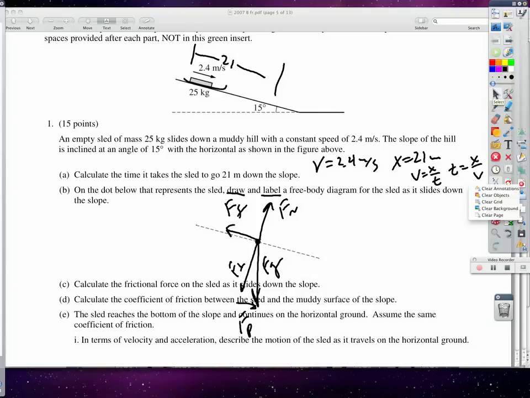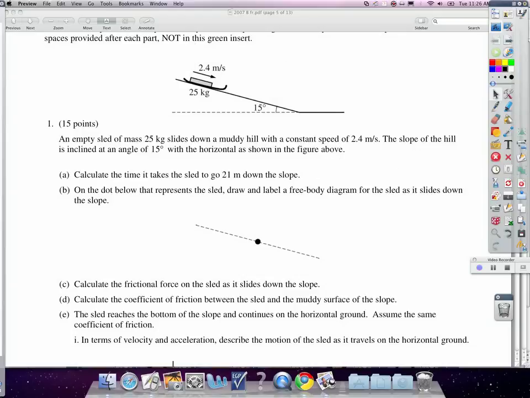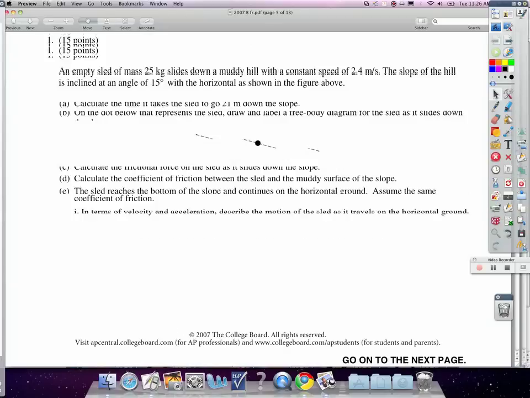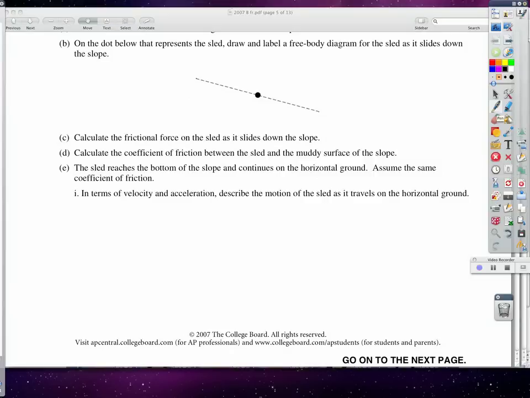Okay, so the frictional force as it slides down the slope. We know the sum of the forces parallel to the slope is 0. The sum of the forces perpendicular is 0. So we know that F parallel minus Ff equals 0, and we know that Fn minus F perpendicular equals 0. Or you could just say these two are equal to each other. And remember, when you're looking at this, F parallel is equal to Fg sine theta. So this is mg sine theta.